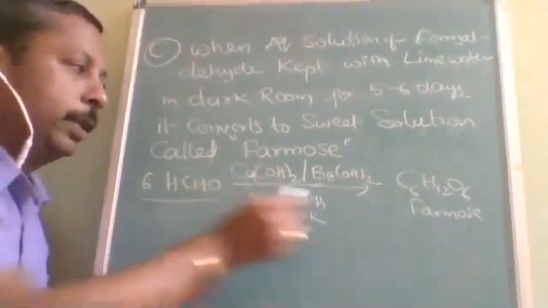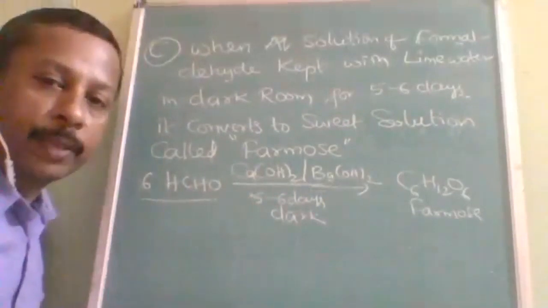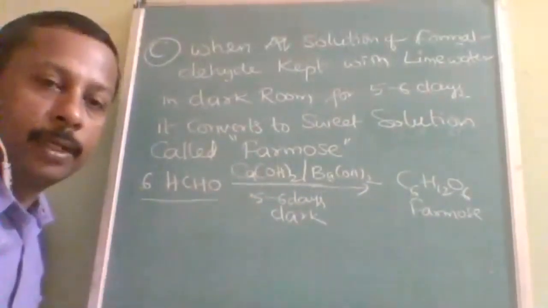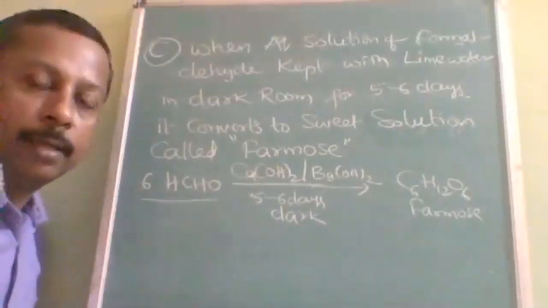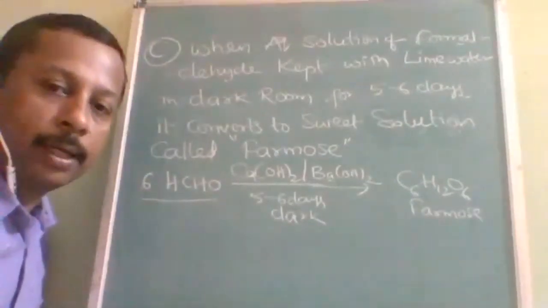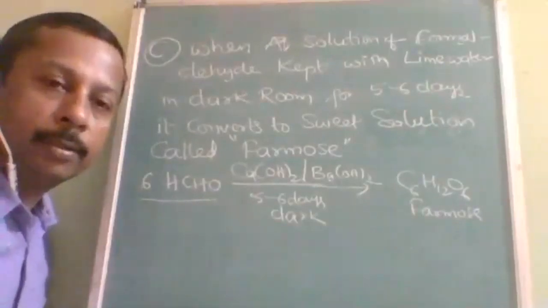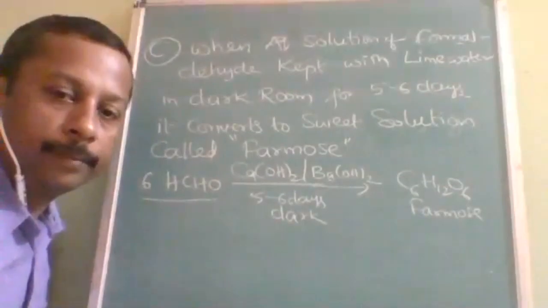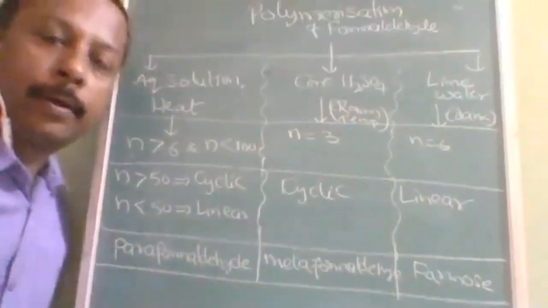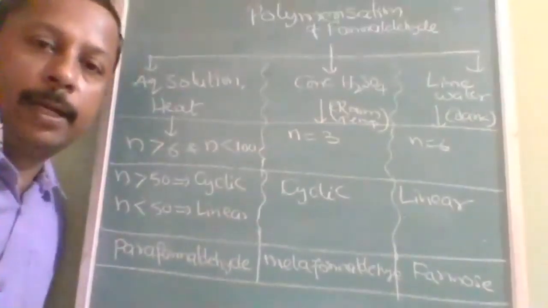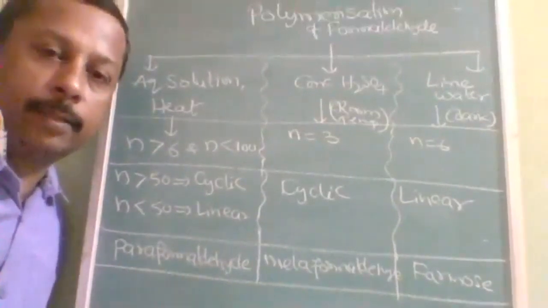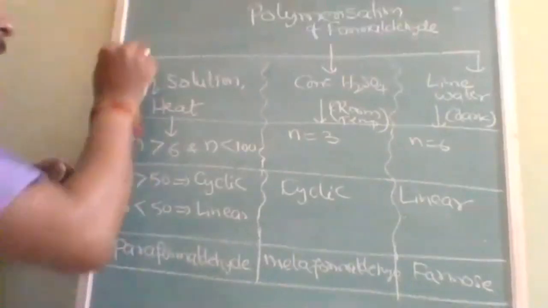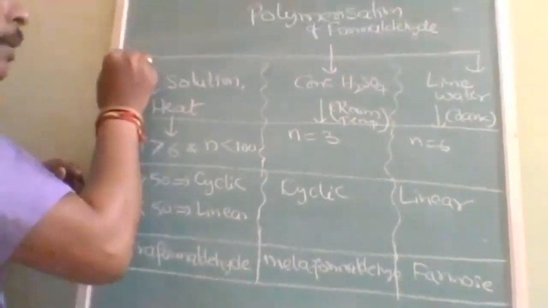So here it is an example of a linear polymer, C6H12O6. C6H12O6 is a linear polymer example and it is called Formose. So all the three polymerizations, is it understood? Whatever formaldehyde polymerization we studied is important and difficult to study and memorize. That's why a comparative study will help you.